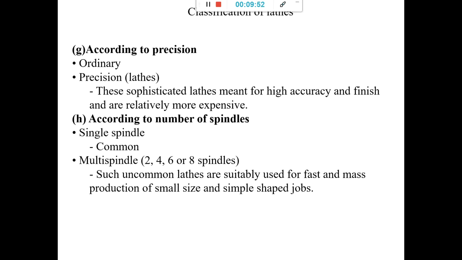Next, according to the number of spindles, we can have single spindle lathe, that is most common, or multi spindle lathe, where 2, 4, 6 or 8 spindles may be seen. Such lathes are suitably used for fast and mass production of small size and simple shape jobs.